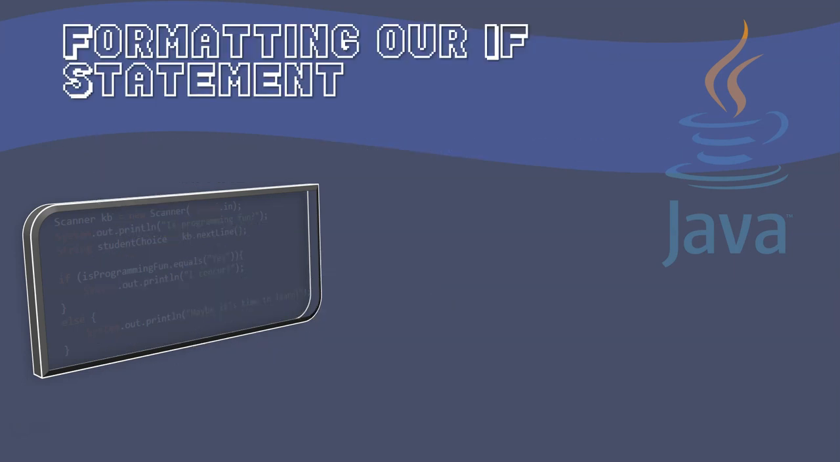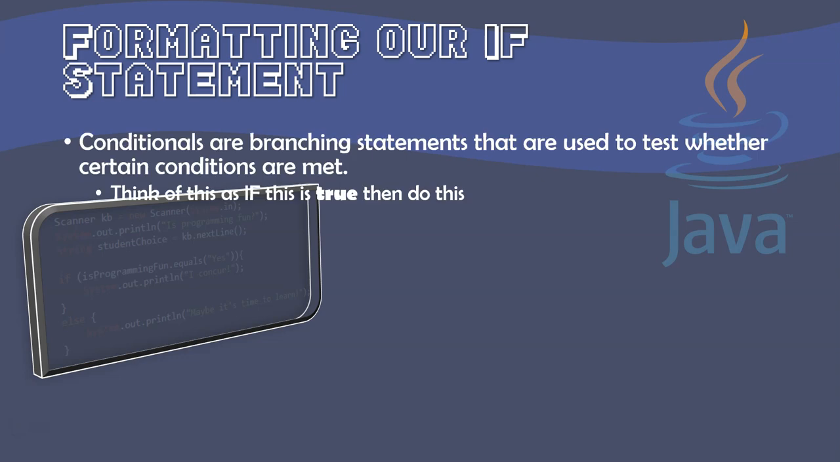Now, when we actually look at formatting our if statements, the thing you have to remember is that conditionals, which is what we're really diving into here, are branching statements that are used to test whether certain conditions are met. The way we can think about this with our if statements is that if something is true, then do something. And if that's not true, well, we're not going to do it.